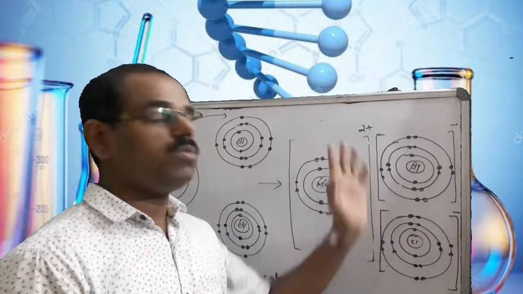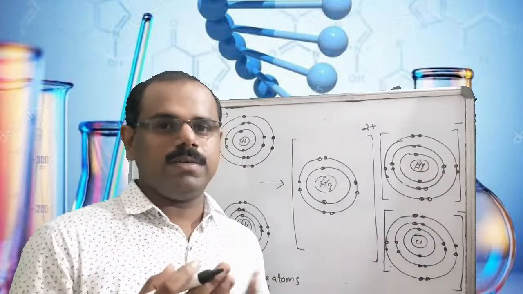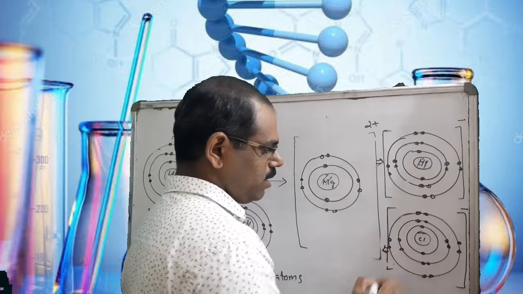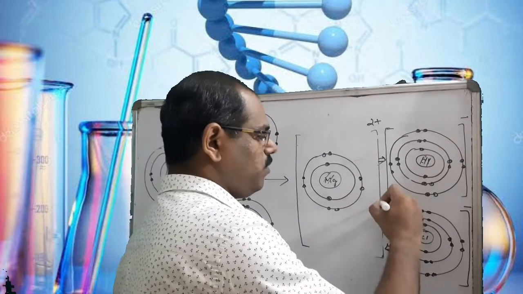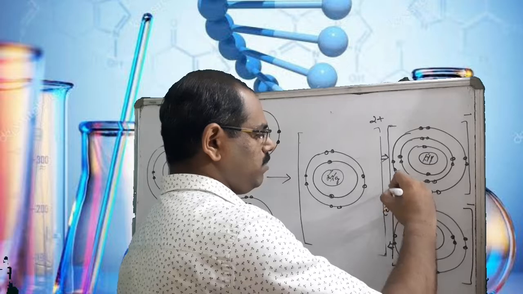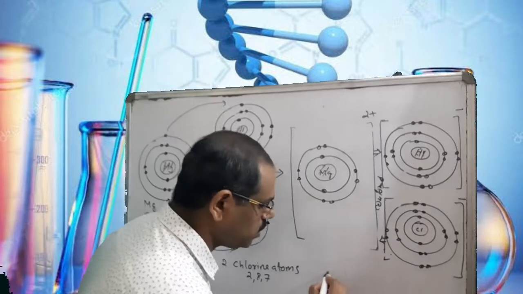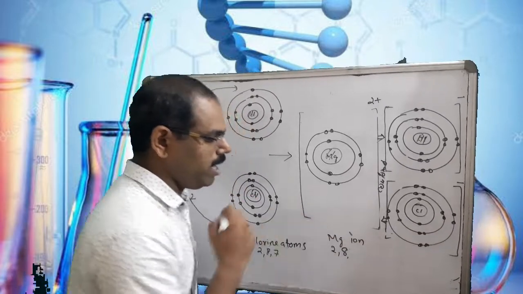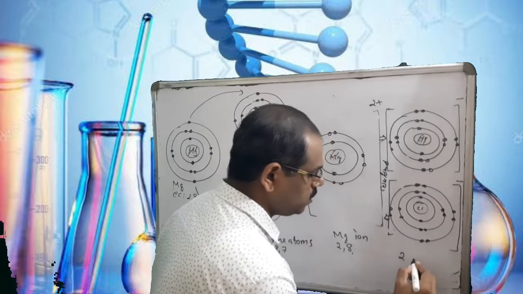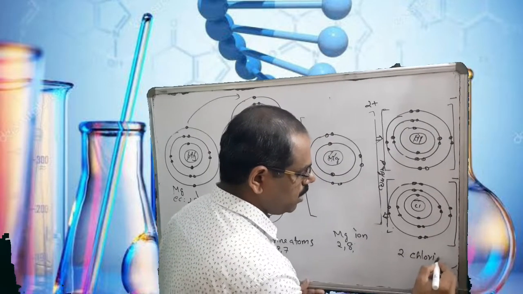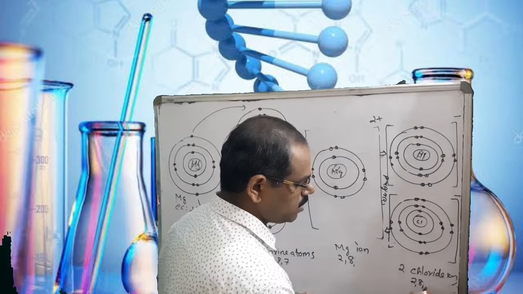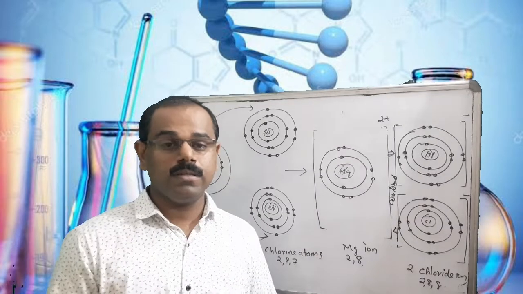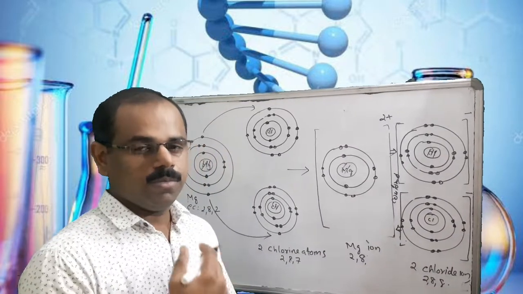Since there are two minus and two positive, there can be an attraction between the positive and negative. That attraction is represented by this arrow mark. And that force is called what? Coulomb force, that we write here, C-O-U-L-O-M-B, the Coulomb force. Also we label here 2, 8 for the magnesium ion, and here we can write for the 2 chloride ions, 2, 8, 8. So it is the entire formation of the magnesium chloride molecule.